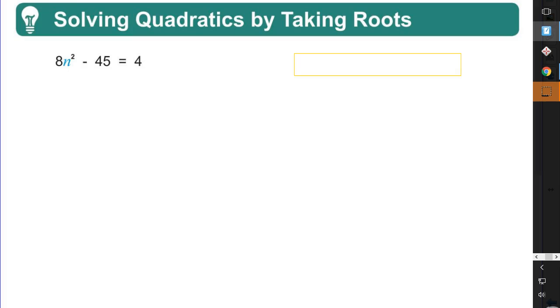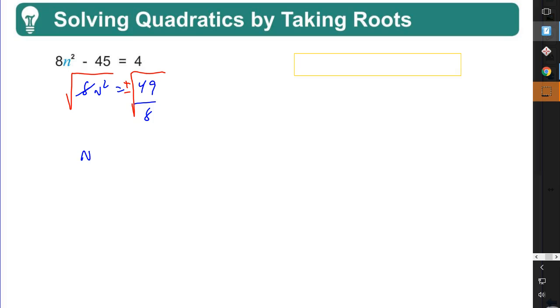All right, so let's take a look at this one. We're going to add a positive 45 to both sides, and we end up with 8n squared equals 49. And then you've got to move that 8, right? So we're going to divide both sides by 8. It's at this point that you're ready to take the square root of the left and the square root of the right. And because you're expecting two solutions, you remember the plus minus. Can't forget that, really important.